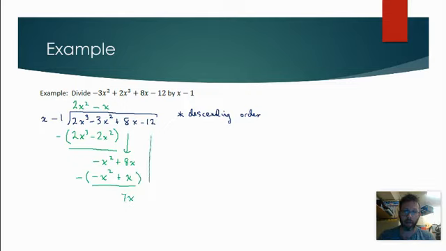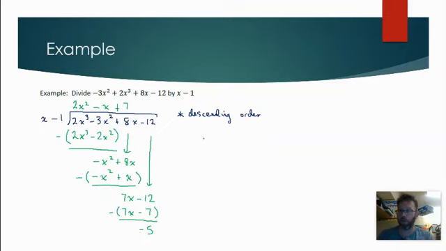We finally bring down minus 12 and repeat the process one more time. x goes into 7x 7 times. 7 times x minus 1 is 7x minus 7. And when you subtract, negative 12 subtract negative 7 is negative 5. And we've got it, guys.